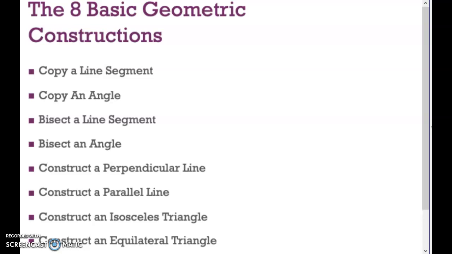The 8 basic geometric constructions are to copy a line segment, copy an angle, bisect a line segment, bisect an angle, construct a perpendicular line, a parallel line, an isosceles triangle, and an equilateral triangle. With those 8 basic constructions, you can make lots of shapes. Okay, so let's start with the first one. The first one is copy a segment.